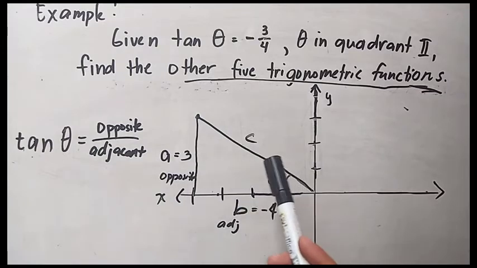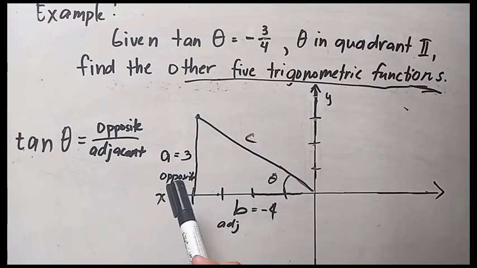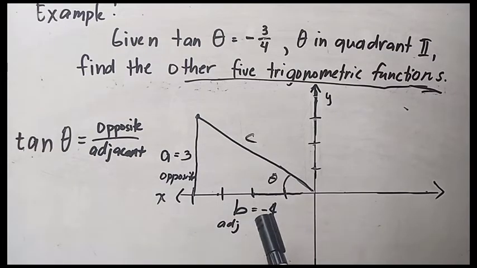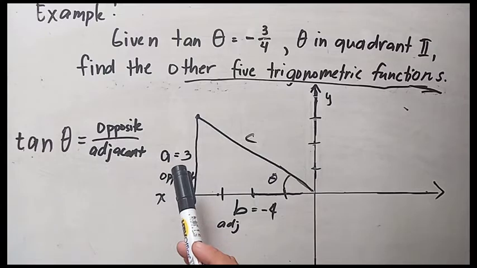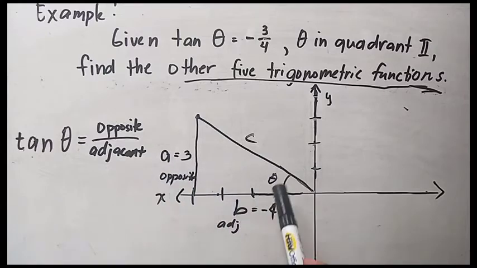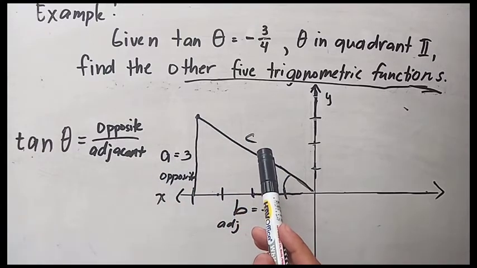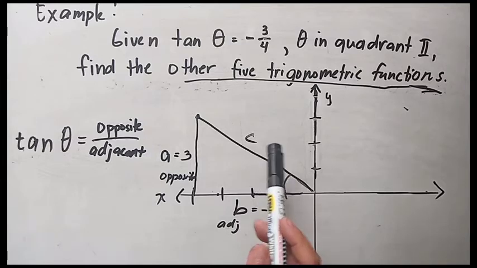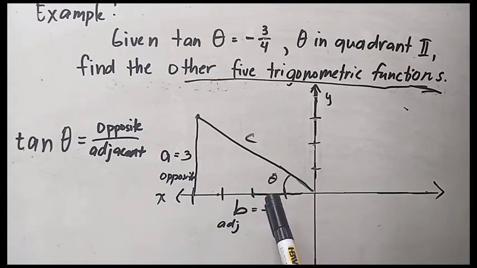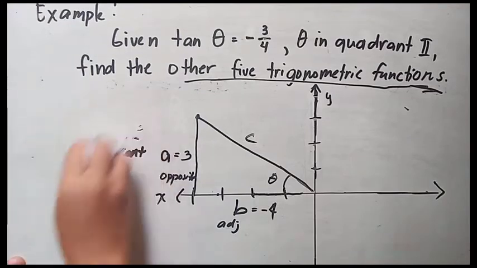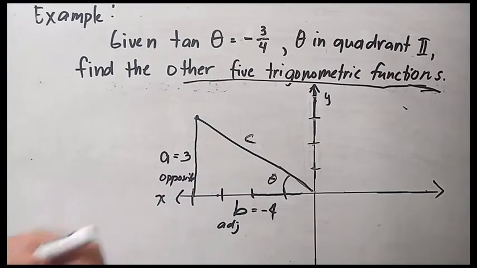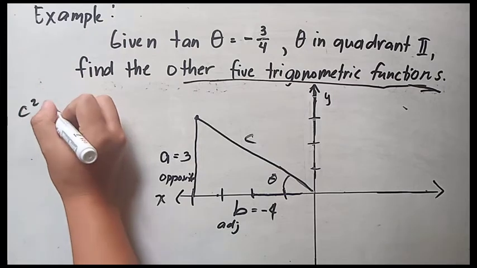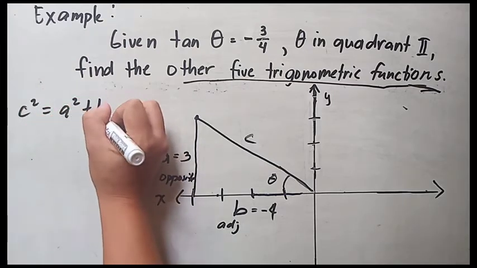And we know that in 6 trigonometric functions, all of the sides of the triangle are involved. So we already have the measurement of our side A and side B. So let us find the measurement of our side C or our hypotenuse. So using what? Okay, very good. That is the Pythagorean theorem. Tanggalin na muna natin to. And we know that in the Pythagorean theorem, C squared is equal to A squared plus B squared.